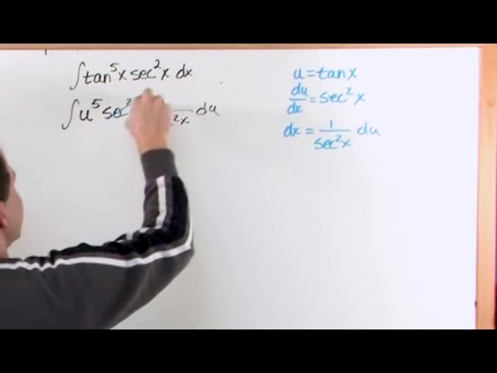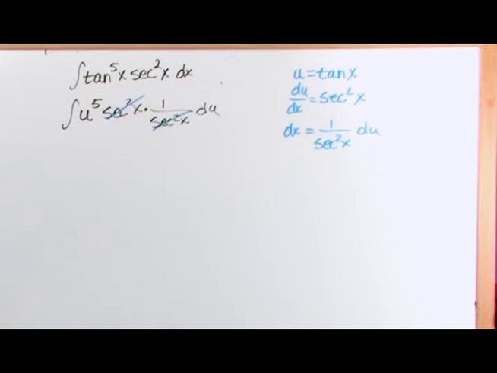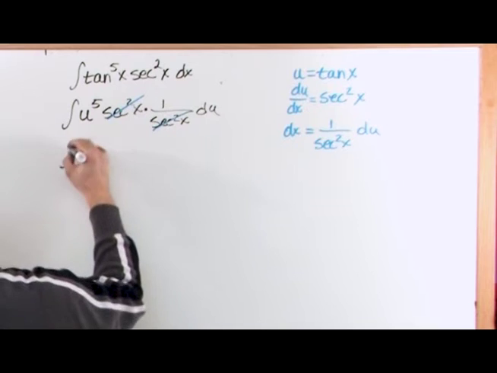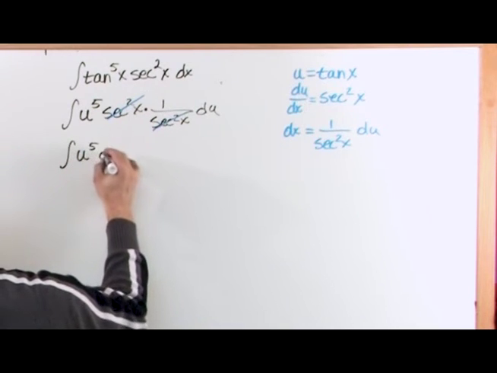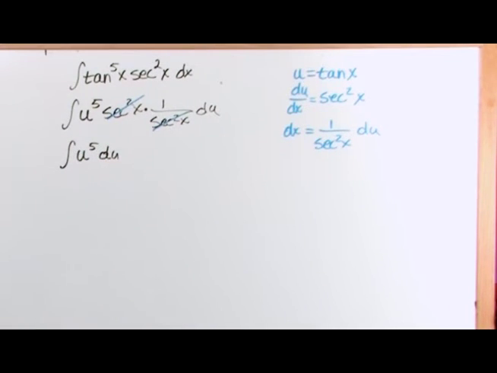Okay, obviously you see why we did it. We did it because we wanted to cancel. So what you have is the integral of u to the 5th power du. Now that's a simple integral. I mean, we did a good job of simplifying that.